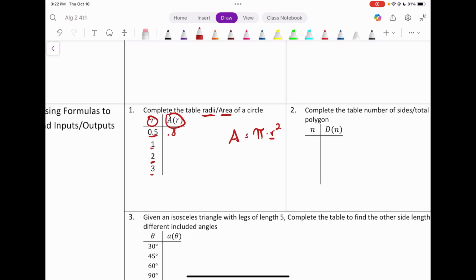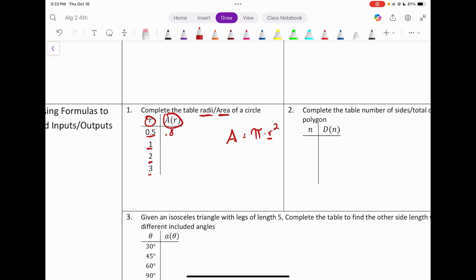We'll call it 0.8. When we plug in a radius value of 1, we get pi times 1 squared, or pi times 1, which is 3.14. It's actually pi. We'll call it 3.1. When you plug in a radius value of 2, you square it, multiply by pi, you get 12.56. We'll call it 12.6. And when you plug in a radius value of 3, you square it, multiply by pi, you get 28.26, I believe, which is about 28.3.